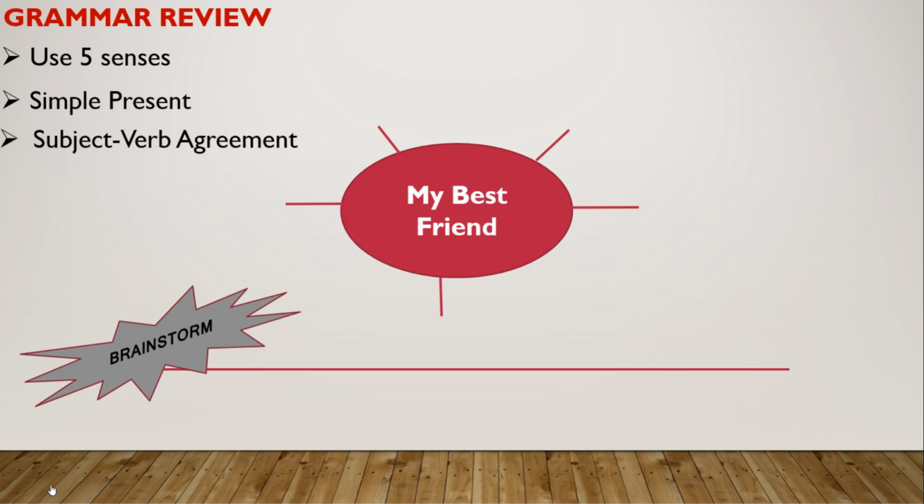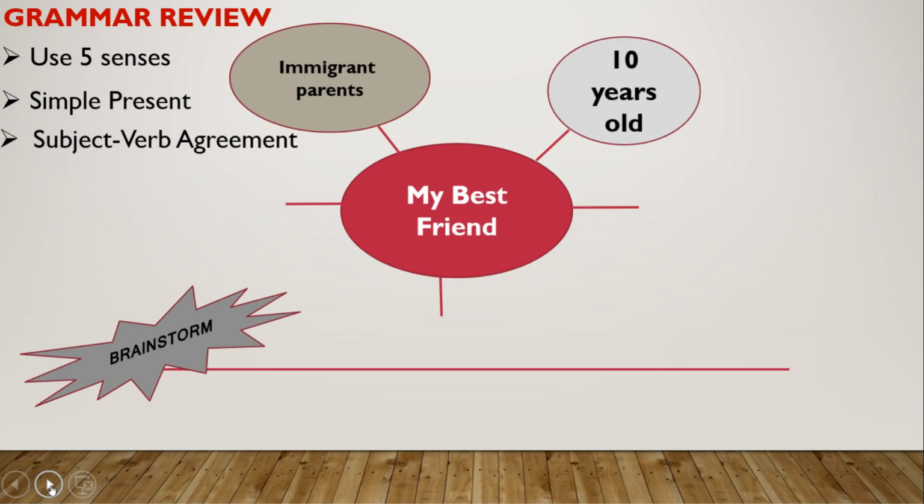Okay, so the first thing that came up was that this student said his parents and his best friend's parents are immigrants to this country. You see, this is a very specific detail, right? The next thing he mentioned is that this person is 10 years old. Okay.